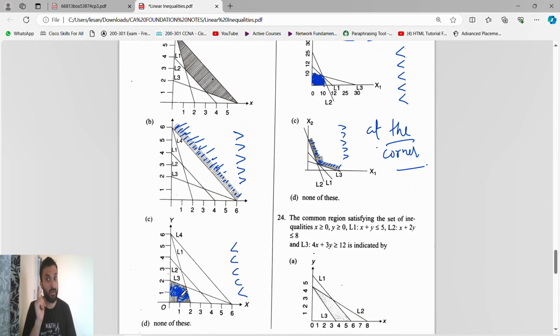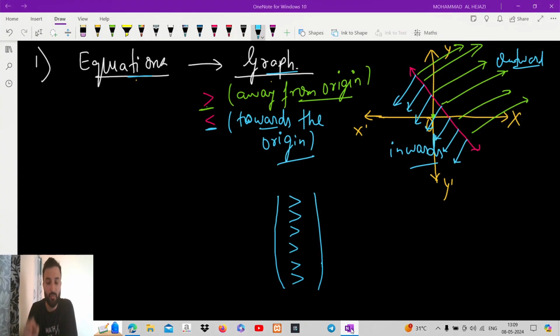Okay, this is the first thing you have to remember in your mind. If it is mixed, greater than, equal to, we have to see whether it is going outward or inward. Then at that time we will understand. Okay, so the first thing we have learned is, they will give the equations, and from the equations we have to select which is the correct graph, the common shaded region.